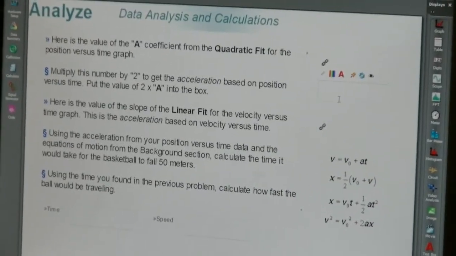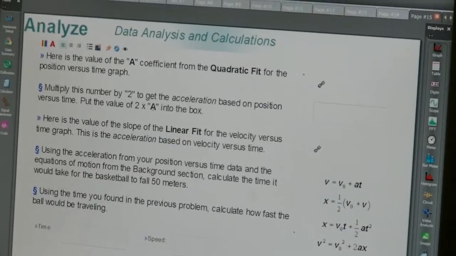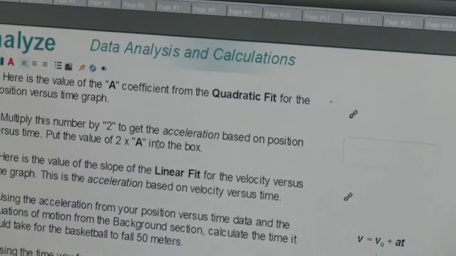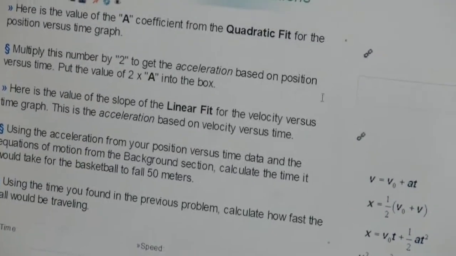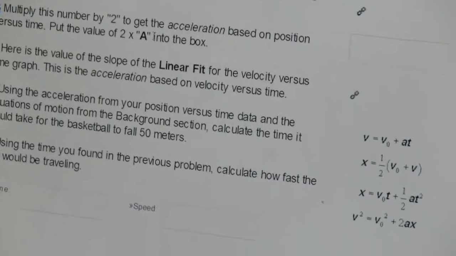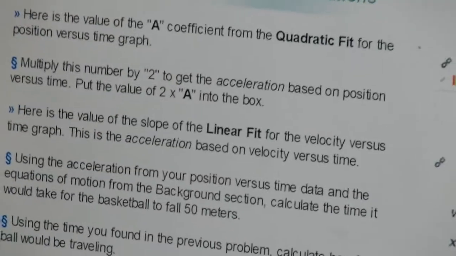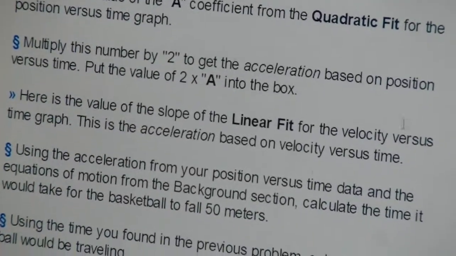So here we have to answer more questions. From the constants we fitted on the previous pages, we have to write the constants here. So this A is just the A we obtained from the quadratic fit. So that's just 2 times A, which was 9.66 from the fit, that we have to write here.